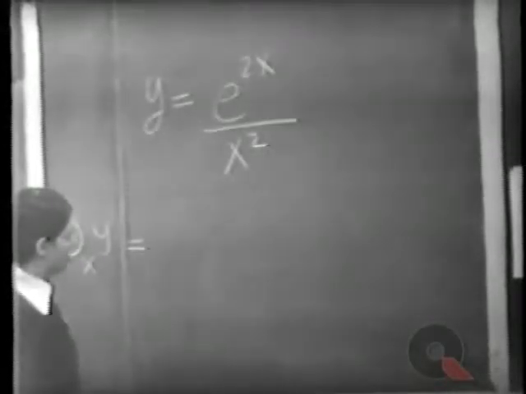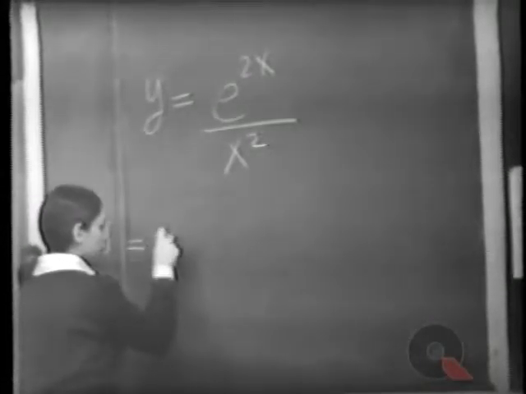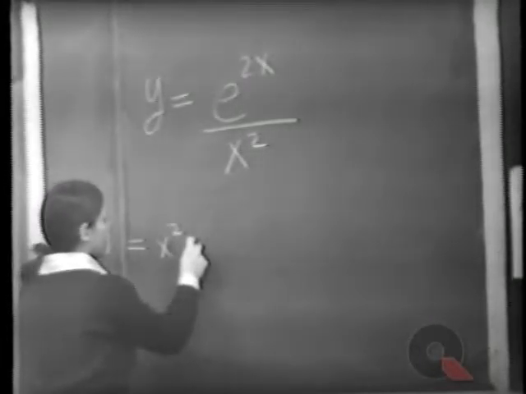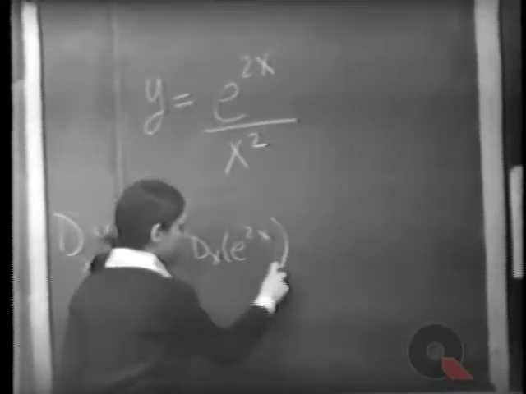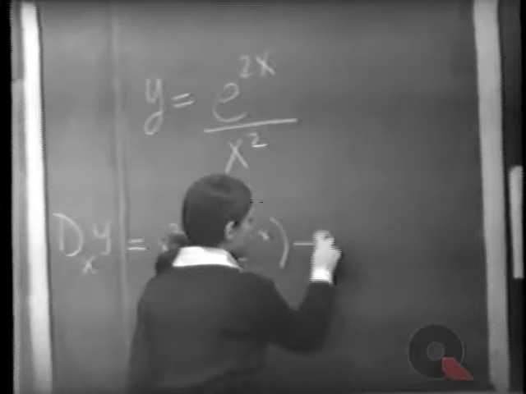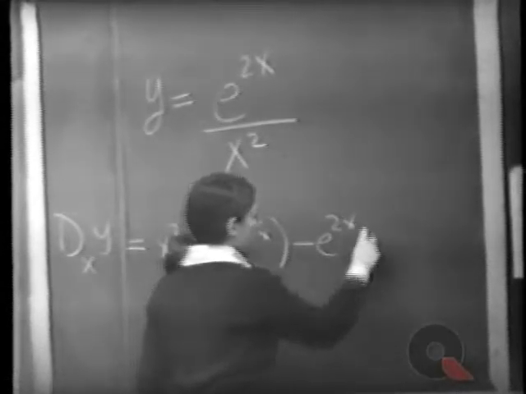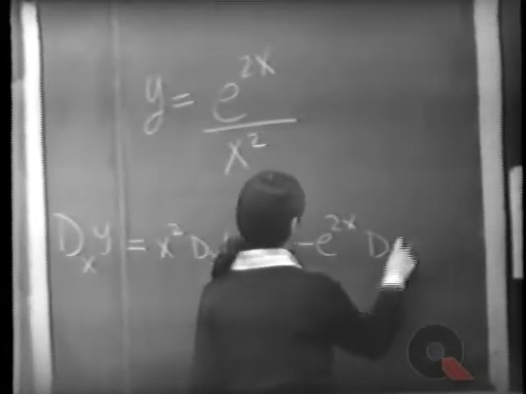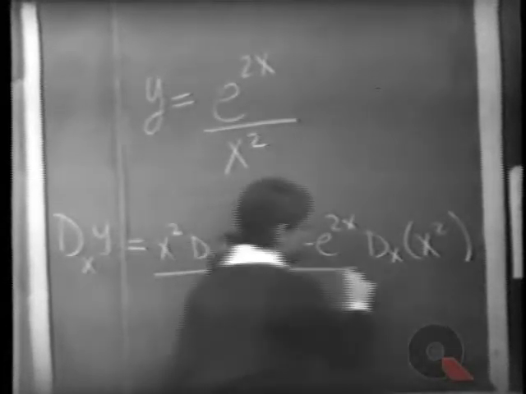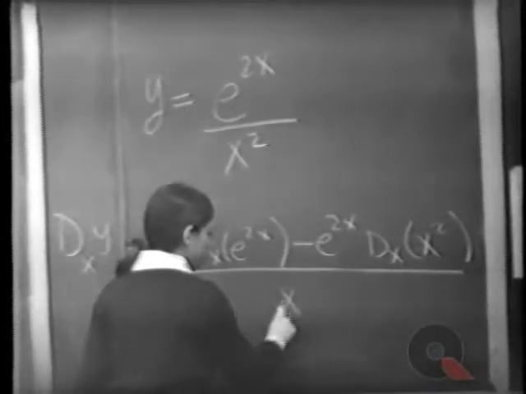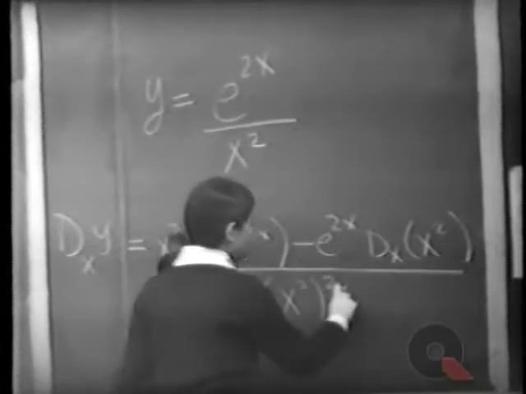The derivative of a quotient is going to be the denominator times the derivative of the numerator minus the numerator times the derivative of the denominator all over the denominator squared.